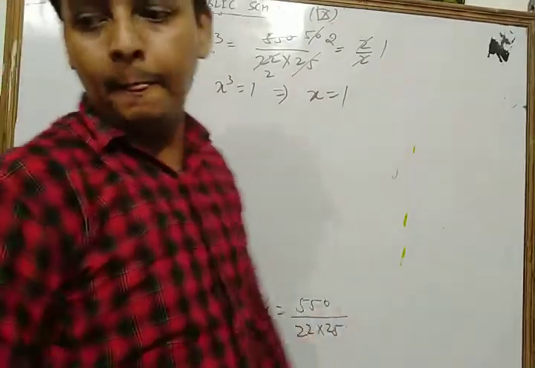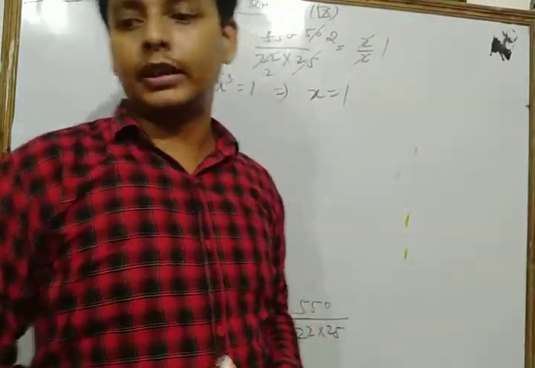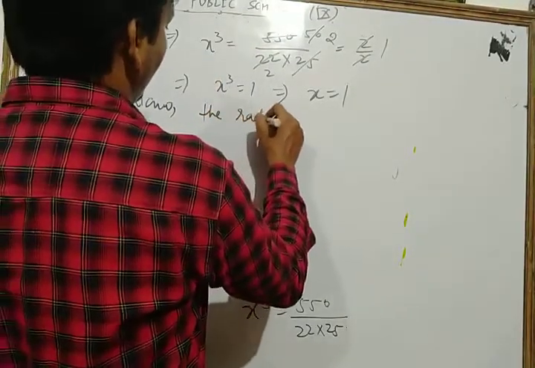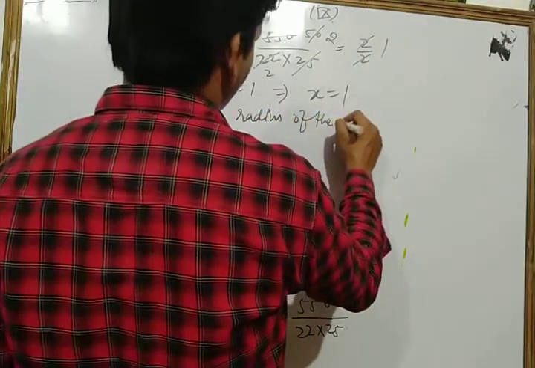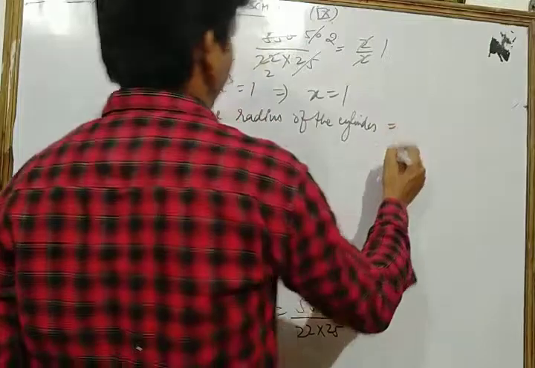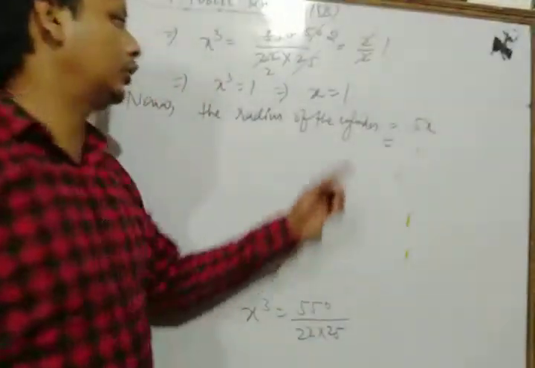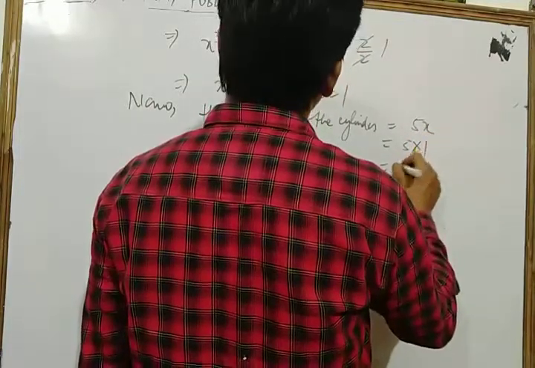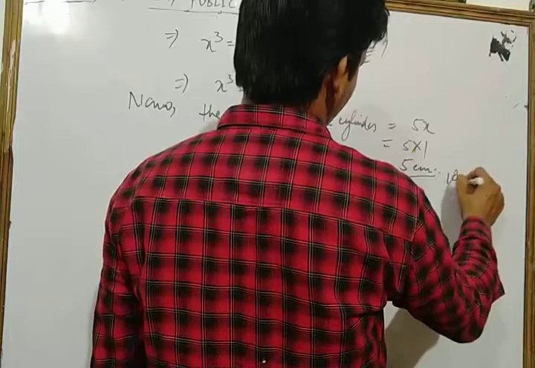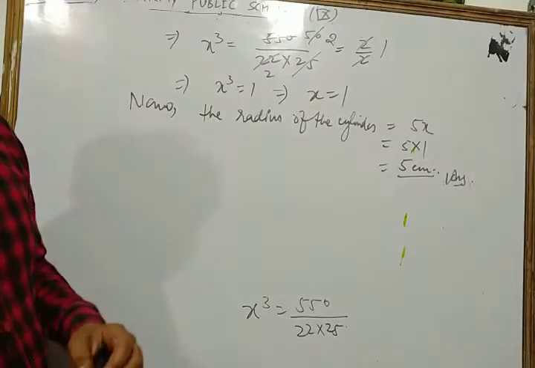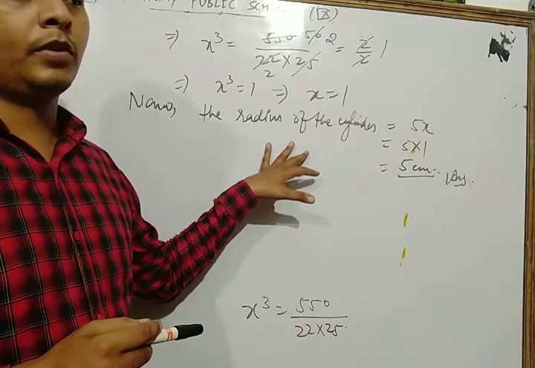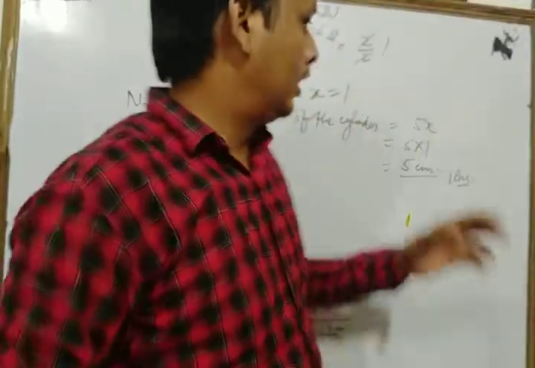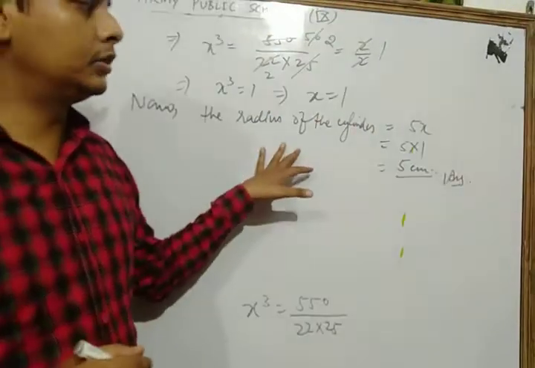Now what we find? We find the radius of the cylinder. So the radius of the cylinder is 5x, and here the value of x is 1. So we put x is equal to 1. 5 into 1, that is 5 centimeter. This is your answer. So dear students, you can solve that type of questions in this way.